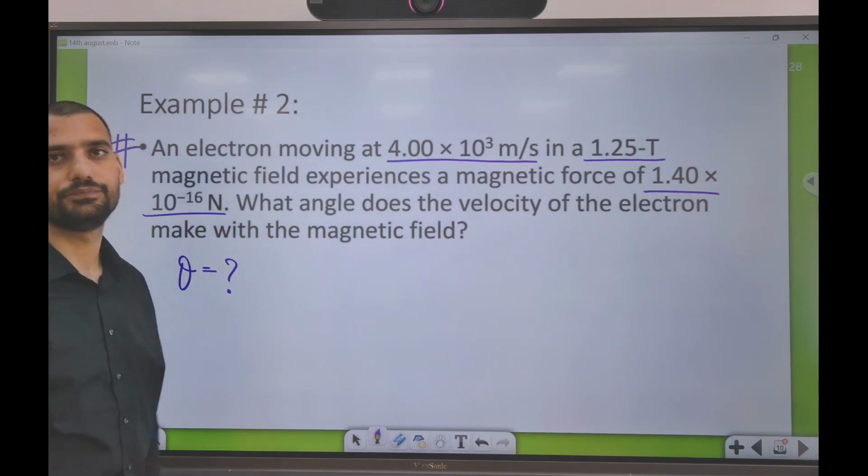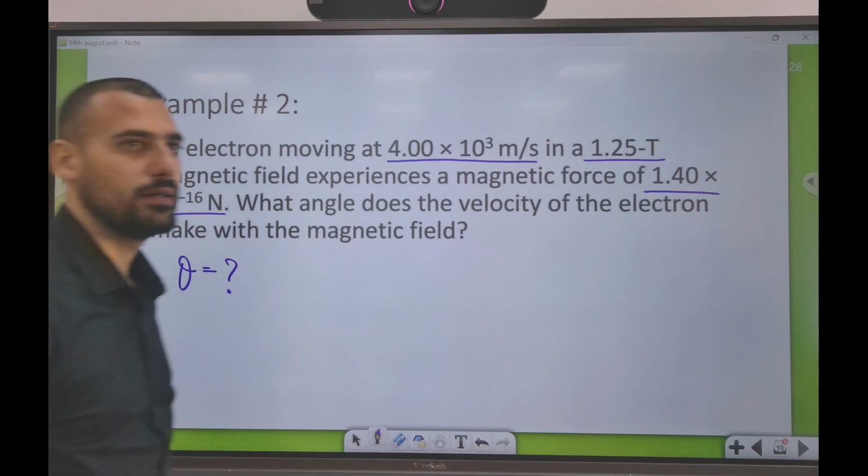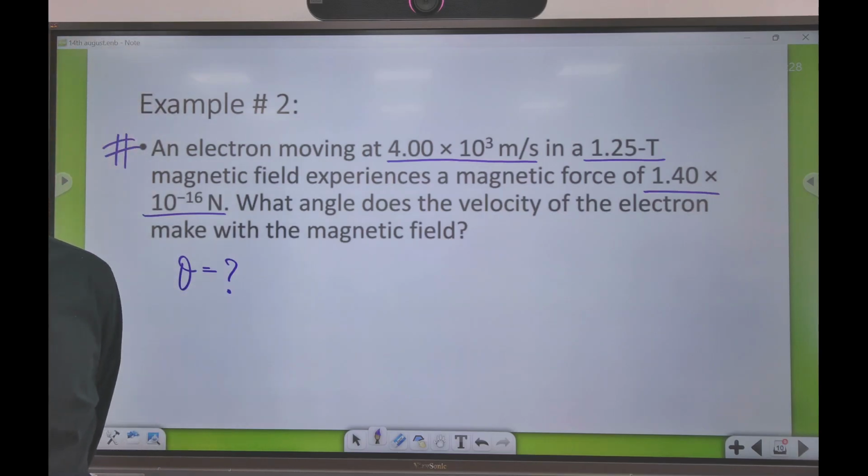Come on, tell me. Yes. Hiba, find the angle. Mike, come on, do it. Find the angle. 1.25 Tesla is the magnetic field. Where do we get the field?